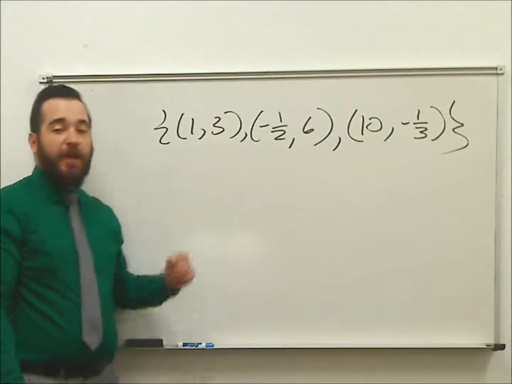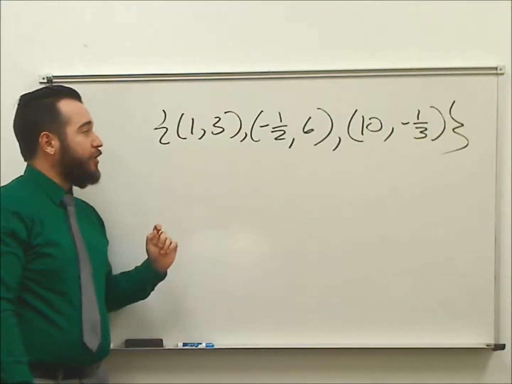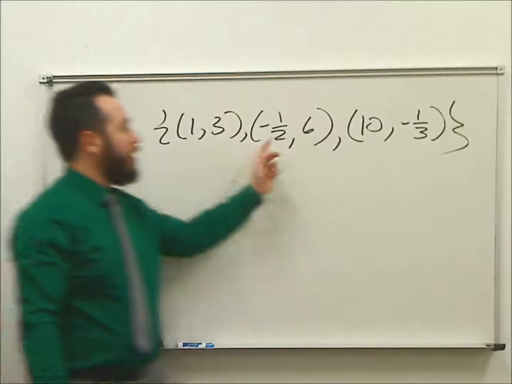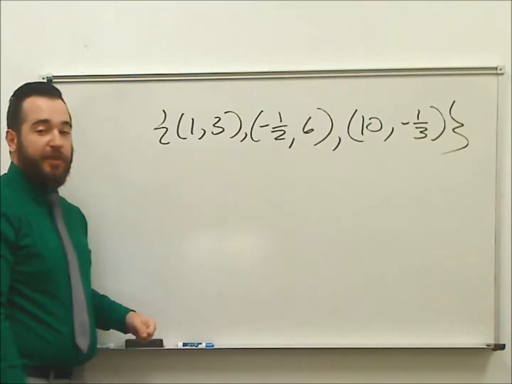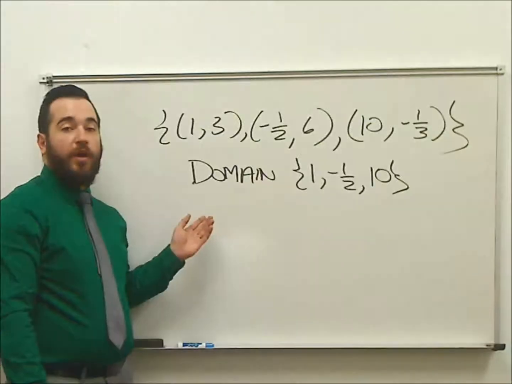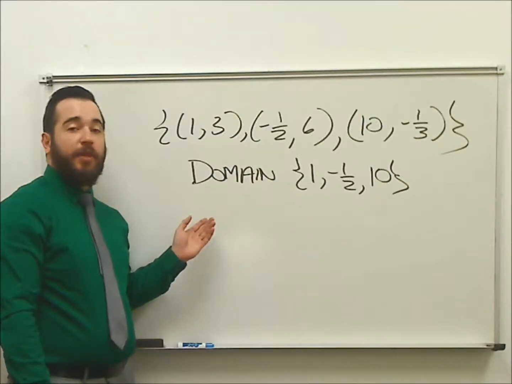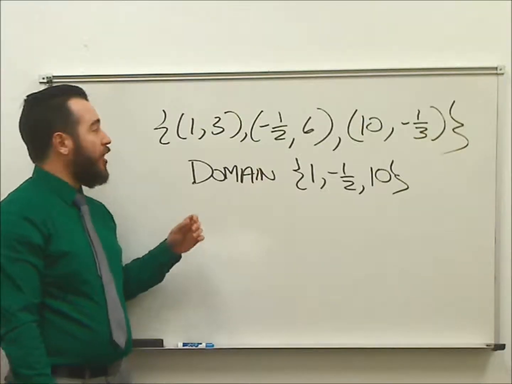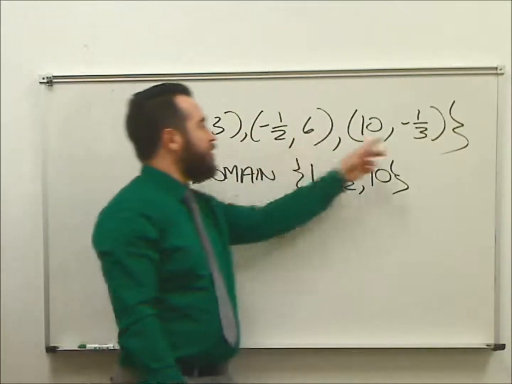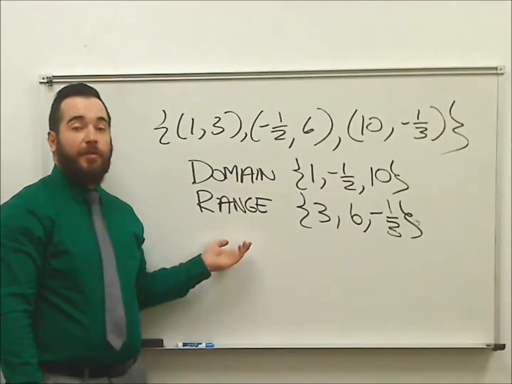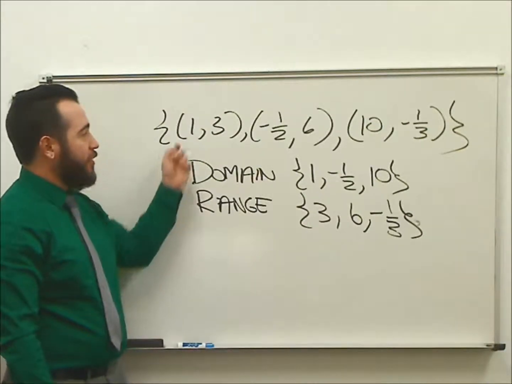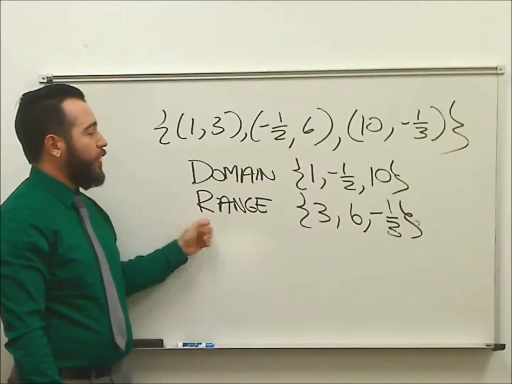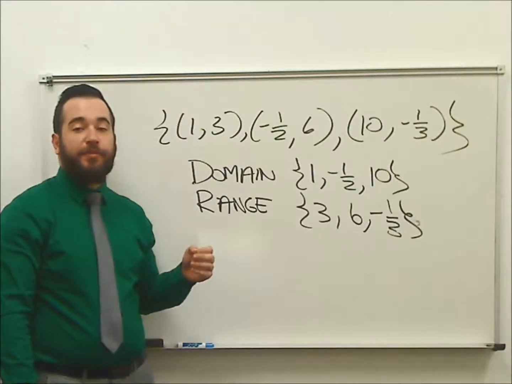So if we're talking about the domain of this function, we're talking about the collection of all the elements that are in the first position. So the domain would be 1, -1/2, and 10. Likewise, the range would be all the elements in the second position. So 3, 6, and -1/3. All right, so domain, all the elements in the first position. Range, all the elements in the second position.